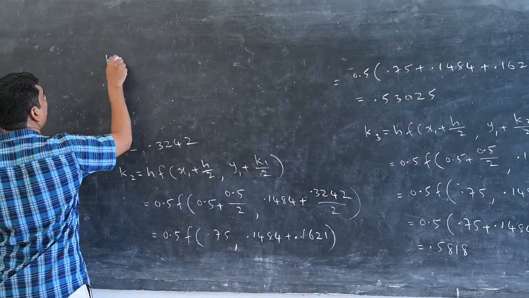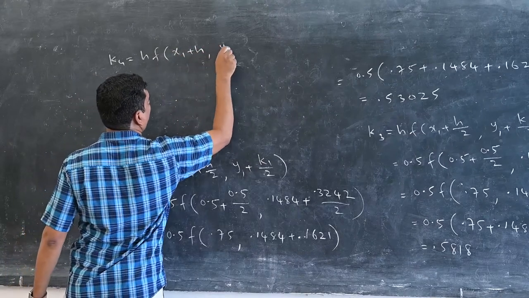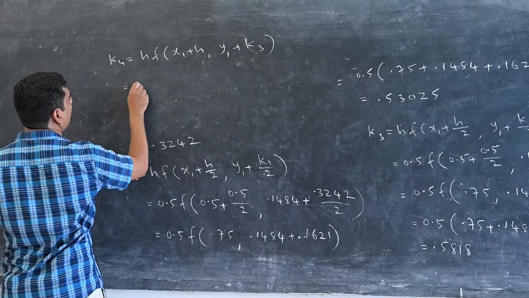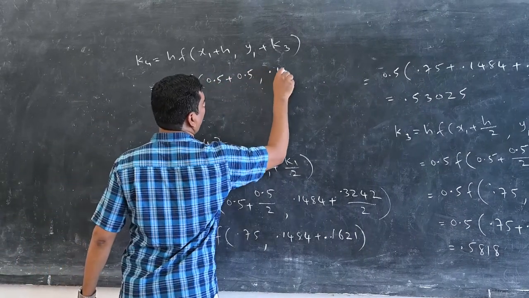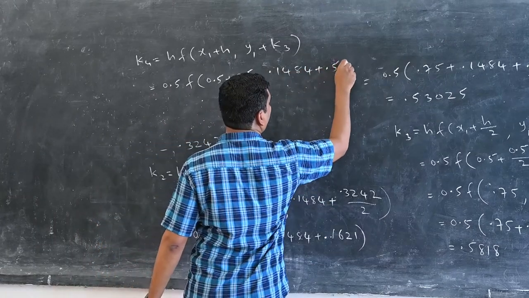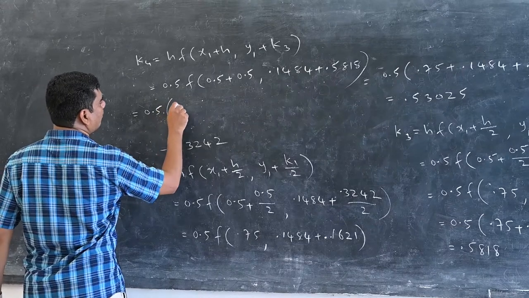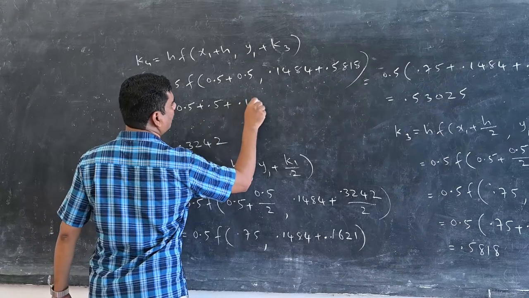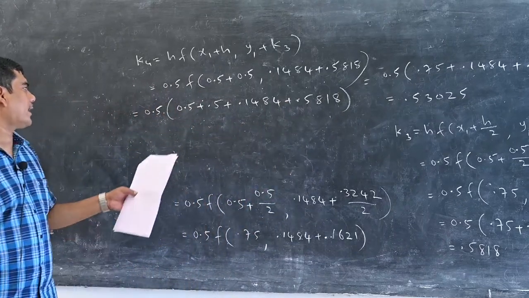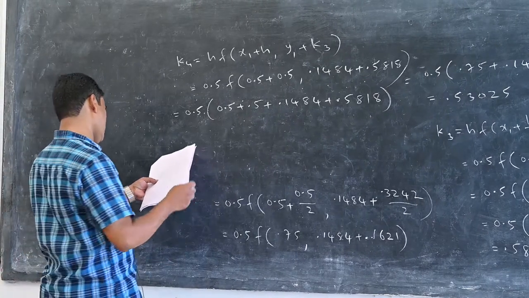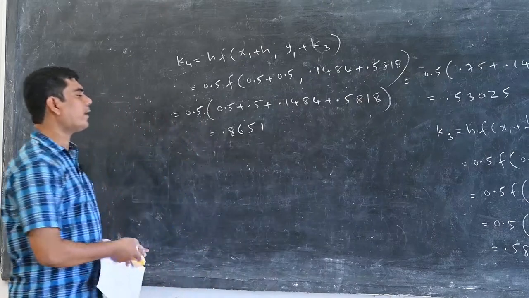So the value of k3 is 0.5818. k4 is equal to h into f of x1 plus h, y1 plus k3. This is equal to 0.5 into f of x1 is 0.5, h is 0.5, y1 is 0.1484, k3 is 0.5818. So f of x, y is x plus y: 0.5 into 0.5 plus 0.5 plus 0.1484 plus 0.5818. Calculate this using a calculator. The value that we obtain is 0.8651. So we have found k1, k2, k3, k4.